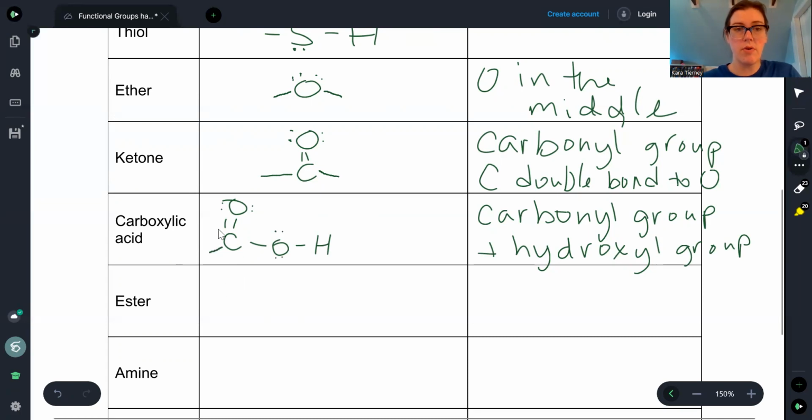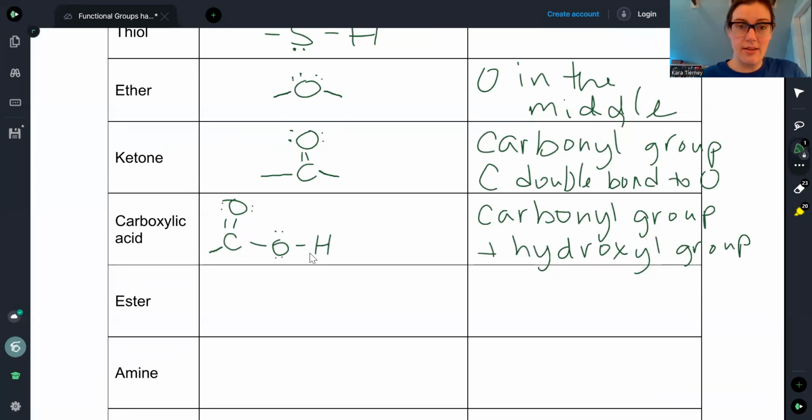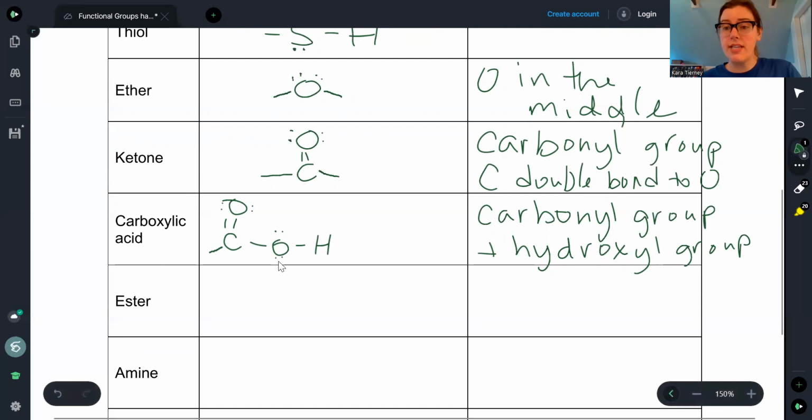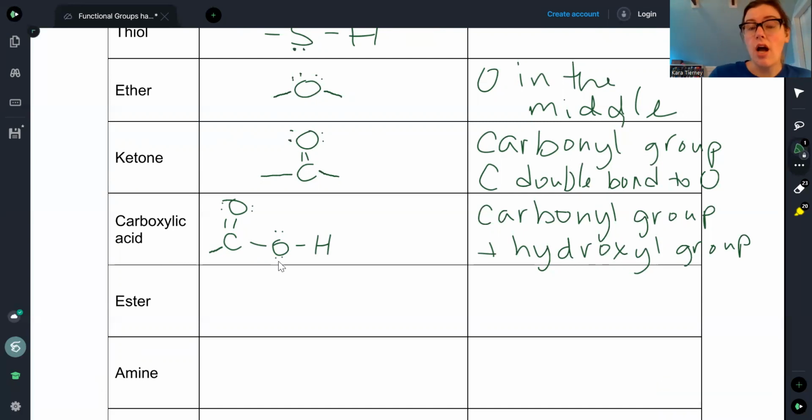And the carbon needs a fourth bond. All right, so this is called the carboxylic acid because this H will often be donated in a chemical reaction, which makes it an acid. This is represented a couple different ways that I'd like you to be aware of.